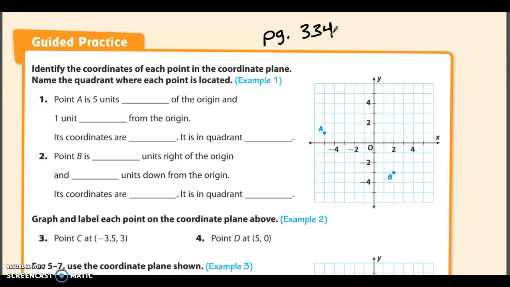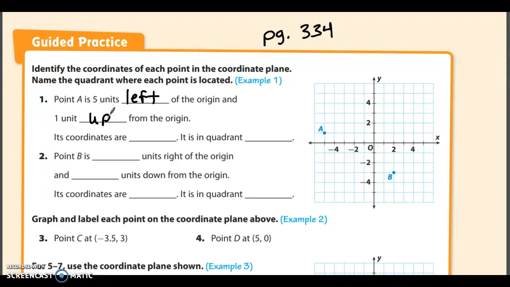Point A is blank units blank of the origin. Well, point A is to the left of the origin, so we're going to put left here. And blank unit from the origin. Well, the origin's right here, and A is up from that. So we go to the left and then we go up. So we're going to start with the words left and up. And the reason why we do that is because that helps us identify if these numbers are positive or if they are negative. Its coordinates are blank.